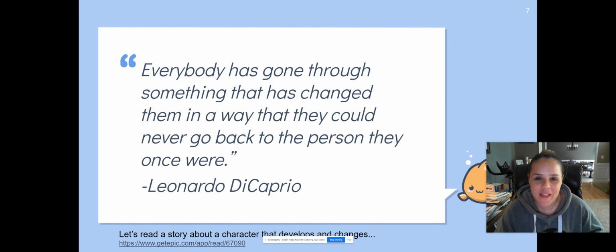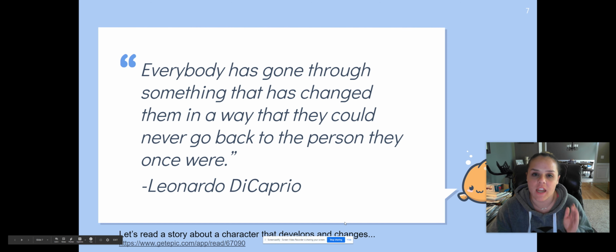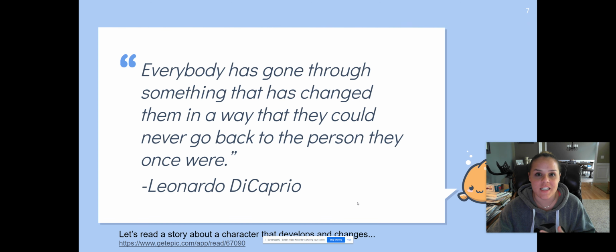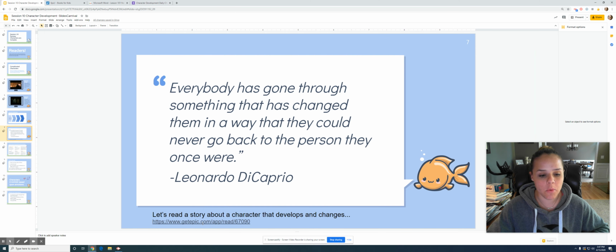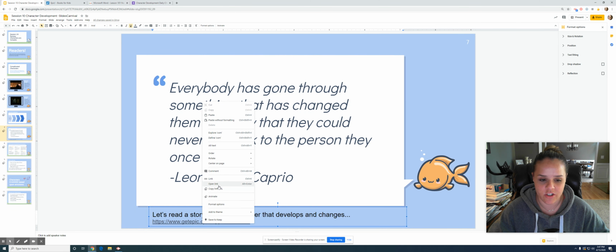So this is a quote by Leonardo DiCaprio, who's a famous actor. I'm sure your parents know who he is. It says, everybody has gone through something that has changed them in a way that they could never go back to the person they once were. And it's the same thing with characters. Characters have a defining moment where they are changed, sometimes forever, and they learn from their mistakes, or sometimes they don't. But there is that one moment that happens that changes characters. So we're going to read this book about a little boy who changes in our story.